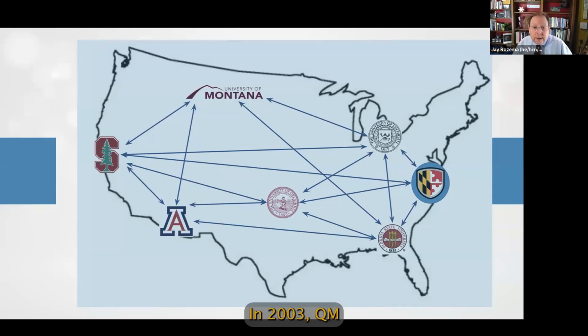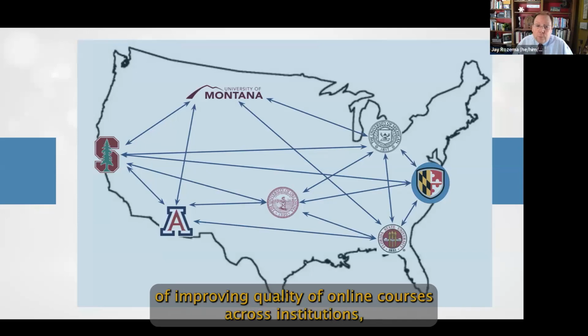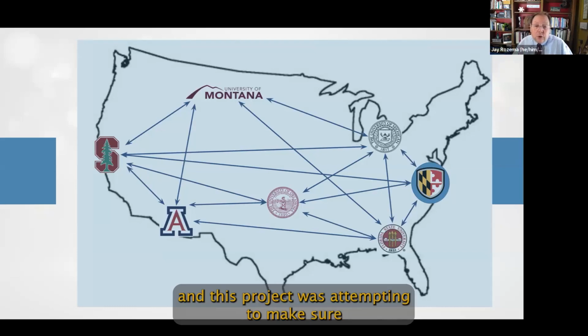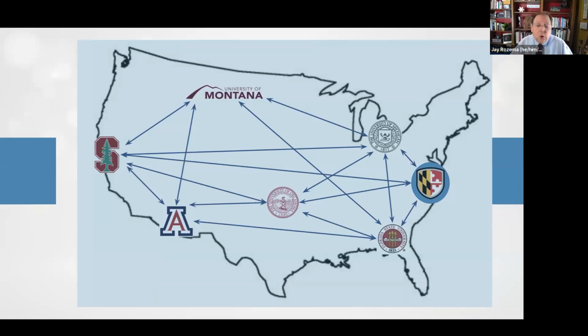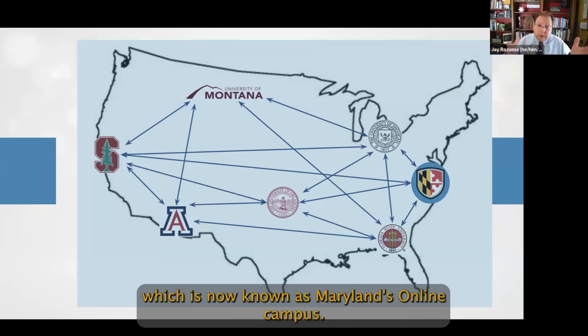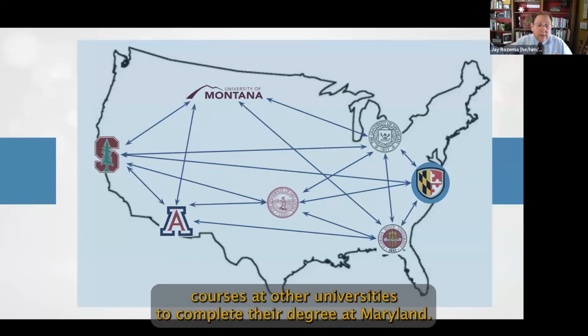In 2003, QM started as a grant-funded project with the goal of improving quality of online courses across institutions. This project was attempting to make sure a student enrolled in any online course at any institution would receive a quality learning experience. At the University of Maryland, which is now known as Maryland's online campus, a team of educators were observing students enrolling in online courses at other universities to complete their degree at Maryland.